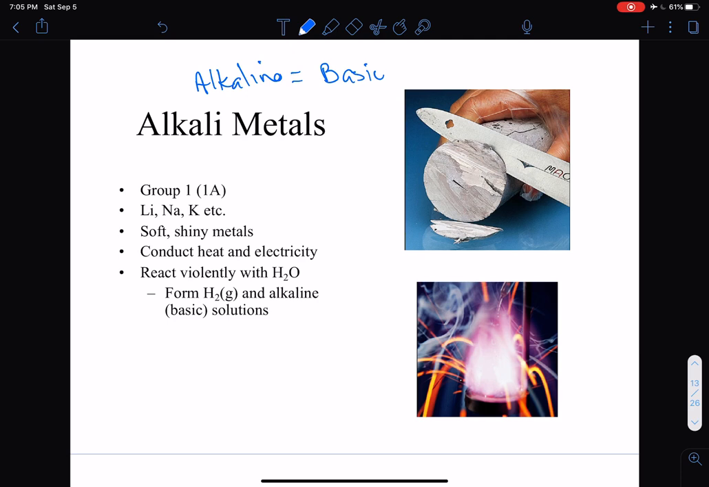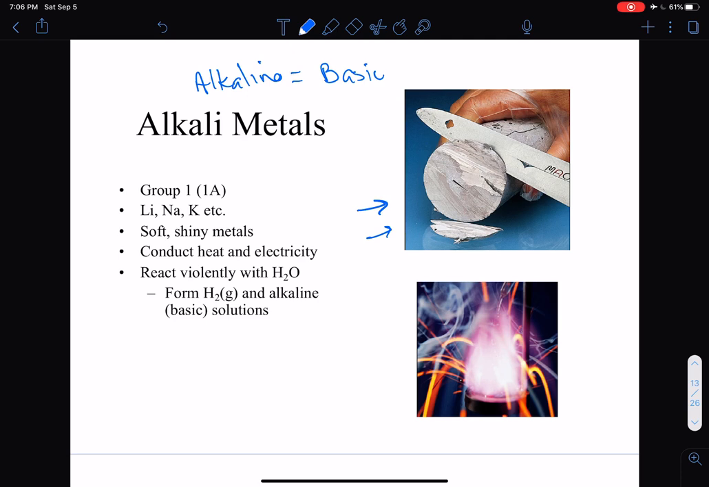Now, if we look over here at this picture, you can see that sodium right there is being cut with a knife. So you can see that it's soft. When we think of sodium, we're thinking of sodium chloride usually, and that is regular table salt, the salt that we cook with. That is a compound of sodium and a version of chlorine called chloride, and the difference between chlorine and chloride we'll talk about in the next chapter. But over here, if you just have sodium by itself, it's that soft, shiny metal.